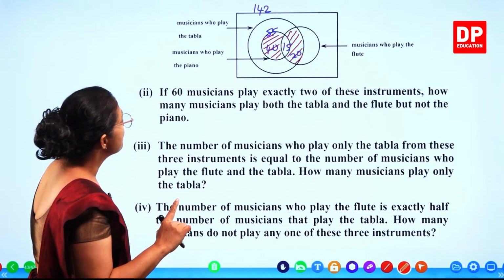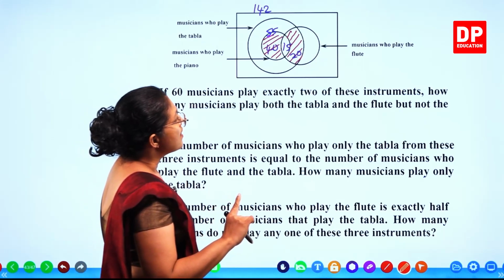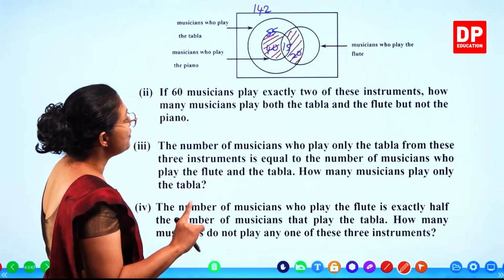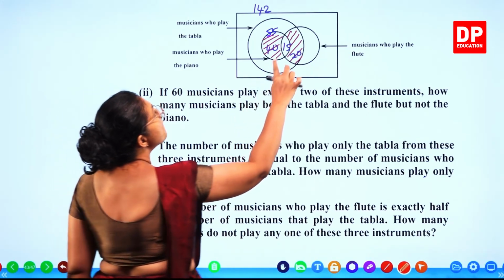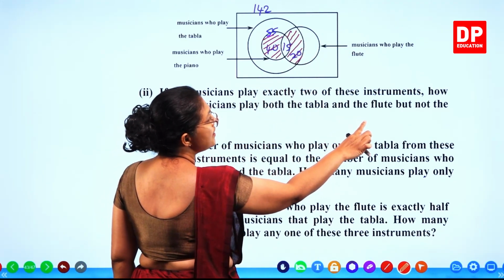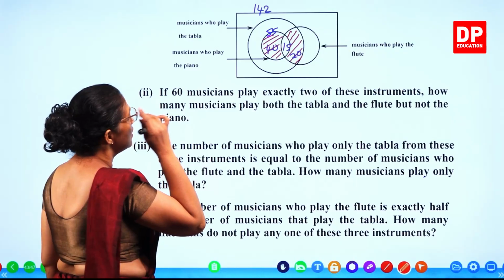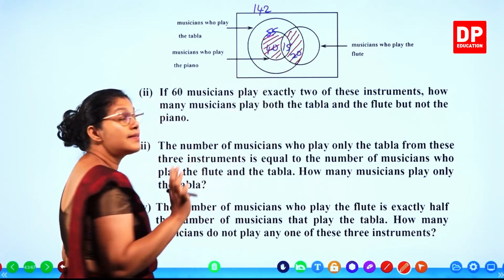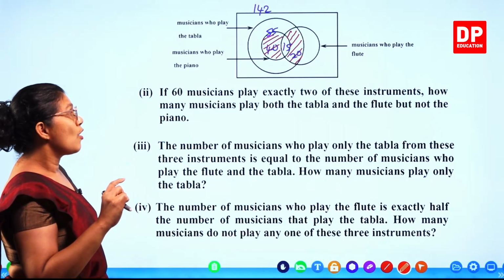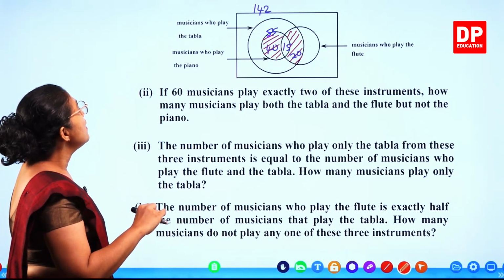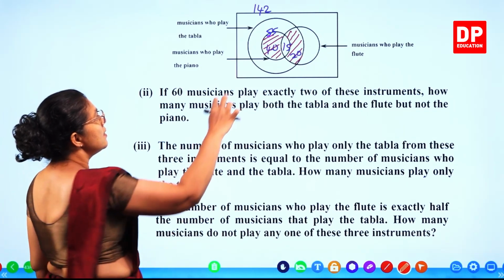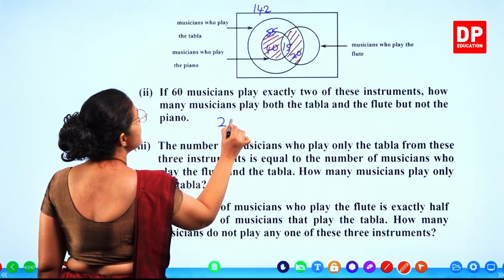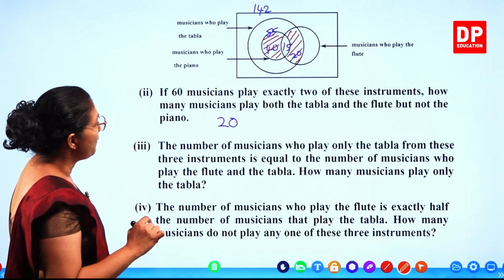So they are asking how many musicians play both the tabla and flute, but not piano. So you can't consider this small common part with the piano circle here. So that's only 20. So the answer for this part is 20.